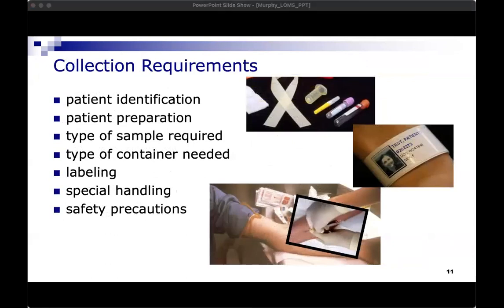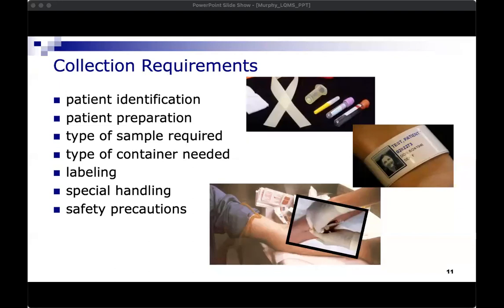So, collection requirements. When we're thinking about collection requirements, these are just some things that would be important to establish and write in your lab handbook. Remember, sample collection and preservation will vary depending on the test and type of sample to be collected. So the lab has to really carefully define a sample collection process for all of the tests that it performs.